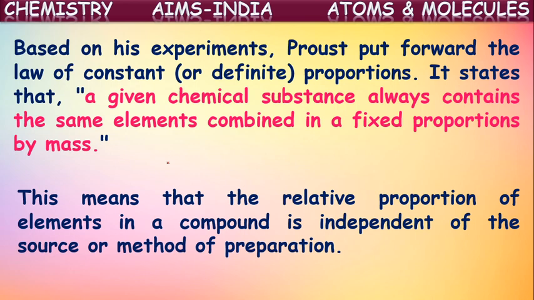So, definitionally, it is stated as: a given chemical substance always contains the same elements combined in a fixed proportion by mass. This is the law of constant proportions.